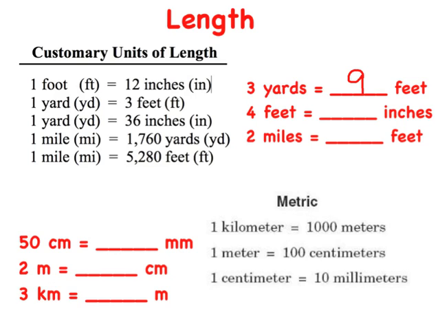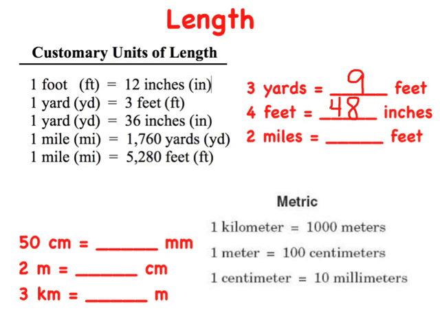The next one asks me how many inches would be in 4 feet. Well, again, by looking at my chart, I see that 1 foot is 12 inches, 2 feet would be 24 inches, 3 feet would be 36 inches, so 4 feet would be 48 inches. Or I could multiply 4 times 12 and get 48.